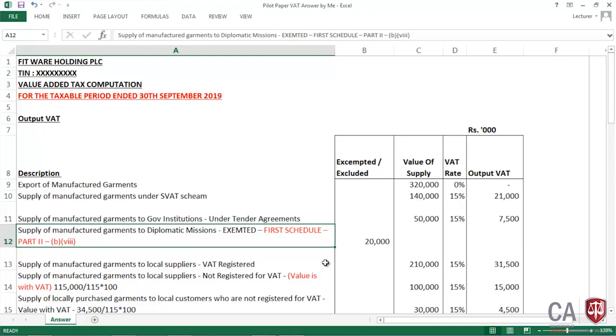In your examination, you don't need to write all these things, such as the exemption para or item number. I have put that only for your understanding. In your examination, please write just exempted. That is enough to show the examiner that you know this as an exempted supply.